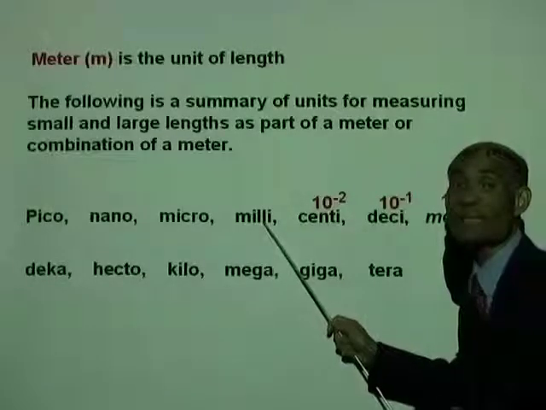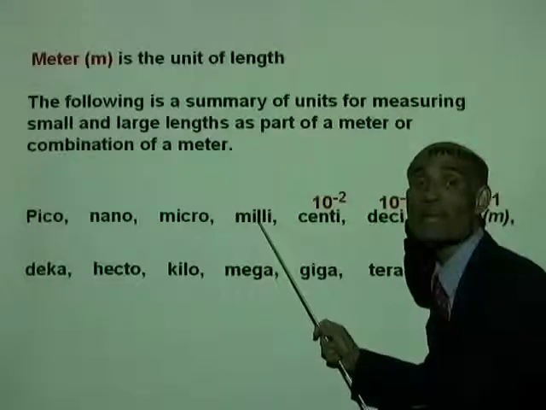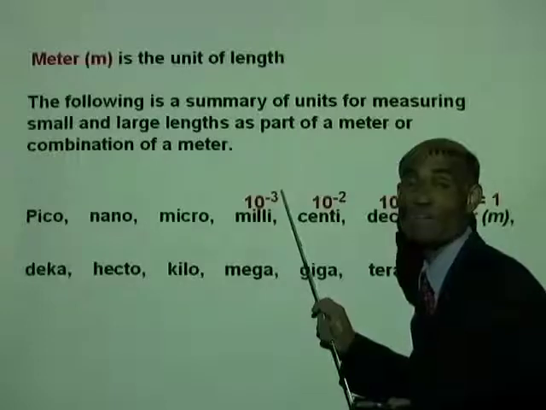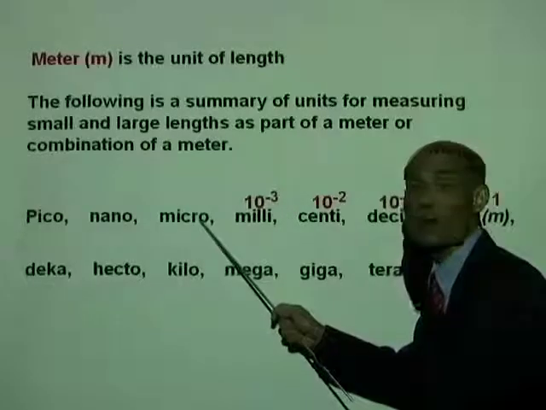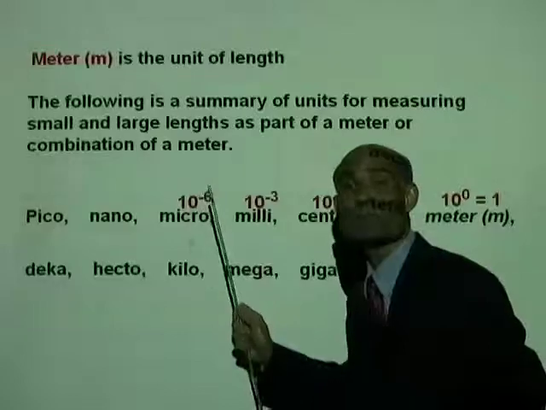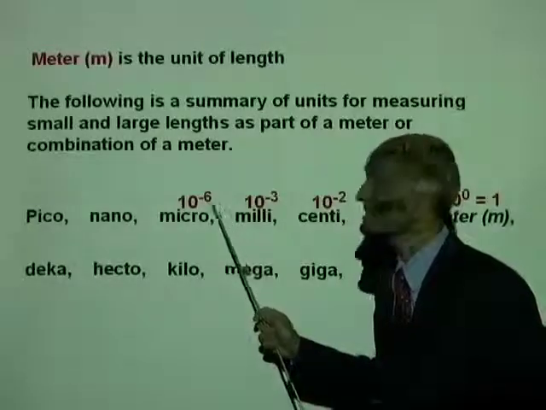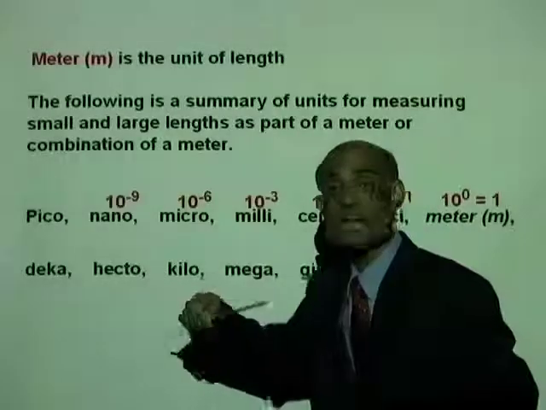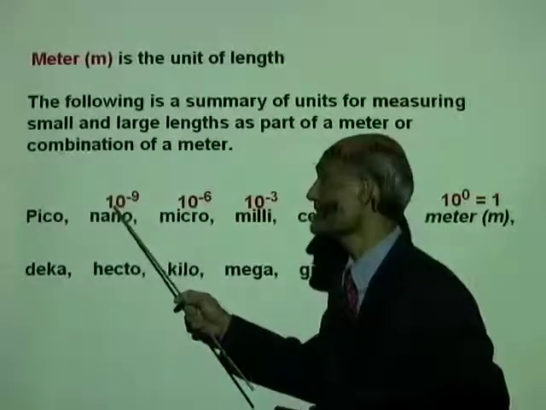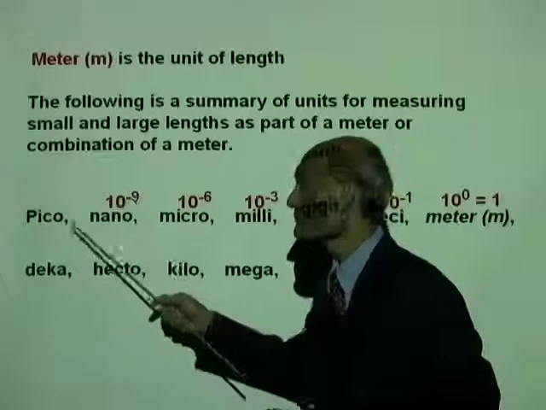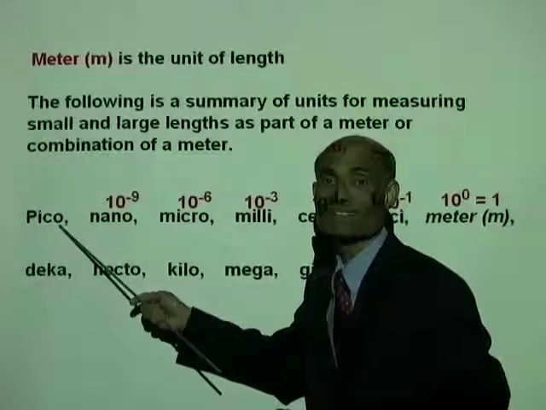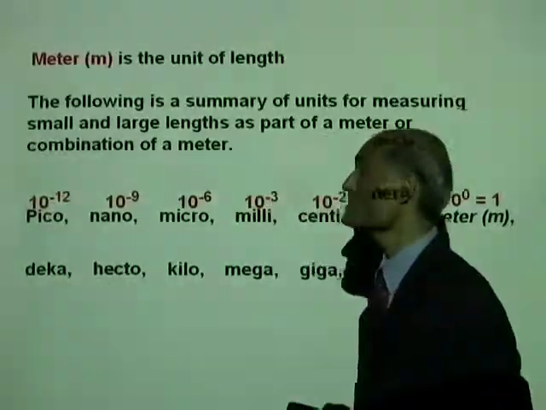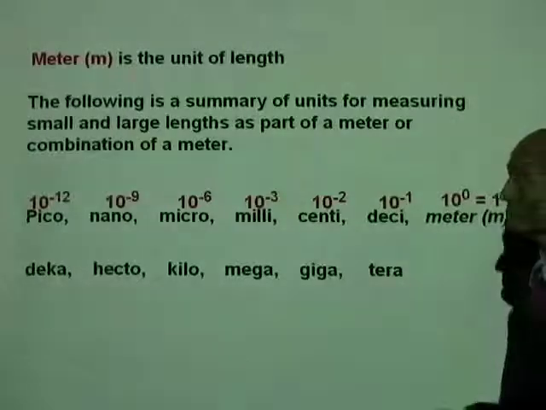How about millimeter? A millimeter is 1,000th of a meter, 10 to the power of -3. A micrometer is 1,000,000th of a meter, 10 to the power of -6. A nanometer is 1,000,000,000th of a meter, 10 to the power of -9. And how about picometer? It is 1,000,000,000,000th of a meter, 10 to the power of -12.